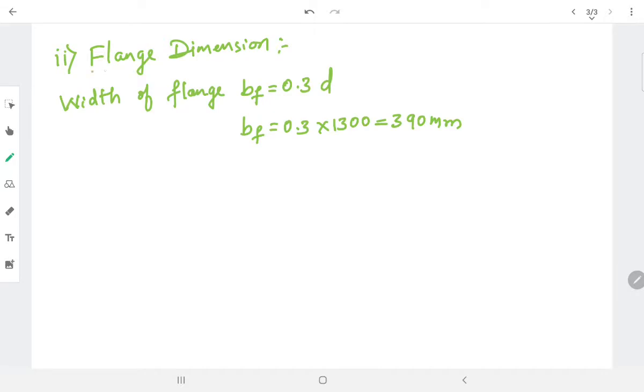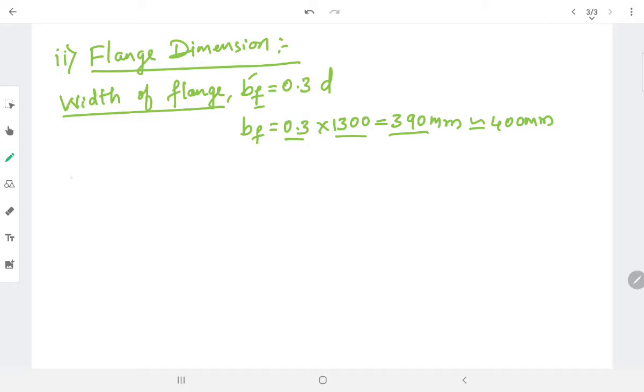Flange dimension is calculated by width of the flange, that is BF, F stands for flange and B stands for width. So width of the flange equals 0.3 times D. That is 30% of the depth of the web is taken. So 0.3, depth of the web is 1300. The width of the flange will be 390. Just check the answer and it is rounded off to 400.